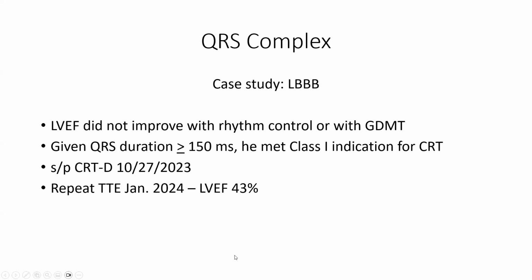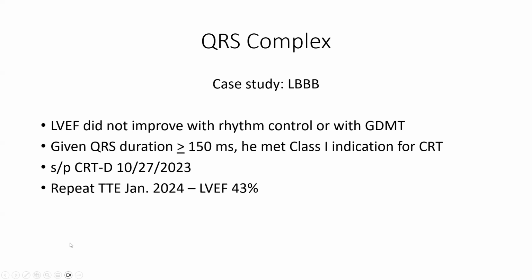Left bundle branch blocks can contribute to a cardiomyopathy because the left bundle is not conducting the normal electrical signal. It goes down the right lower chamber and then it has to beat cell to cell. So the right side beats first, and then there's a delay with that signal getting over to the left. And that can create some dyssynchrony in the pump. And that's what the biventricular pacemaker or resynchronization therapy is for.